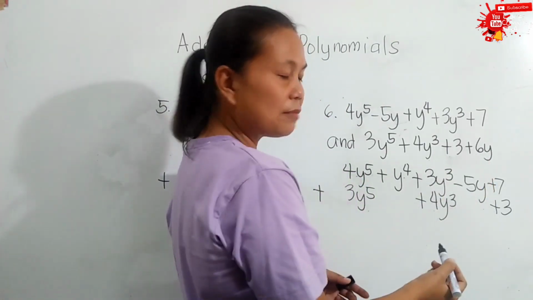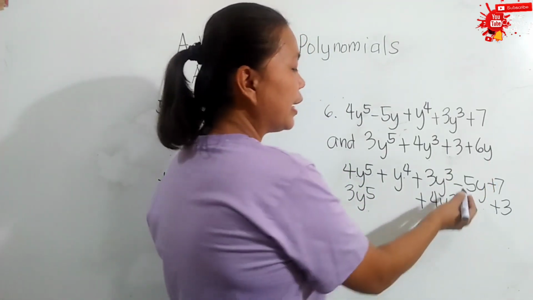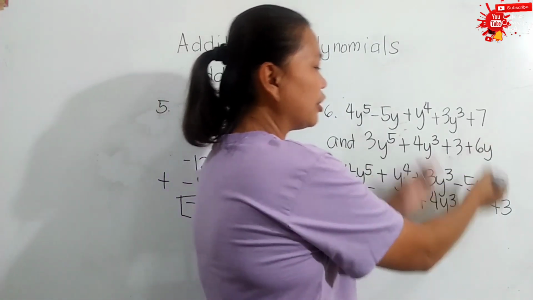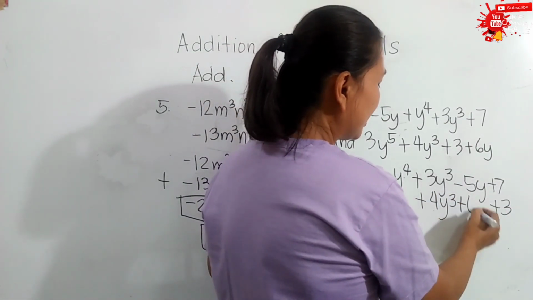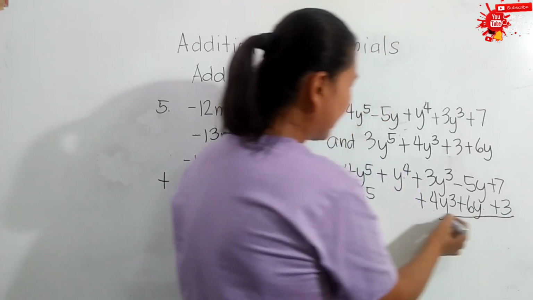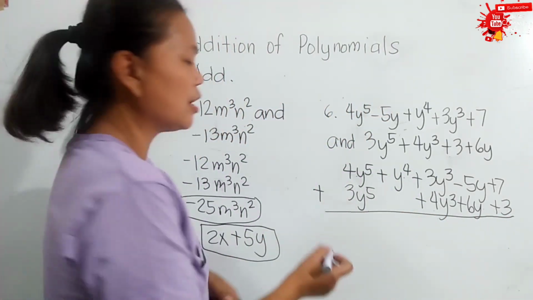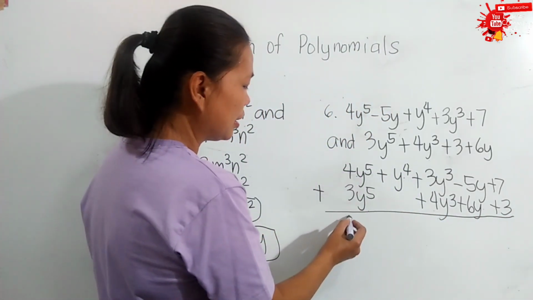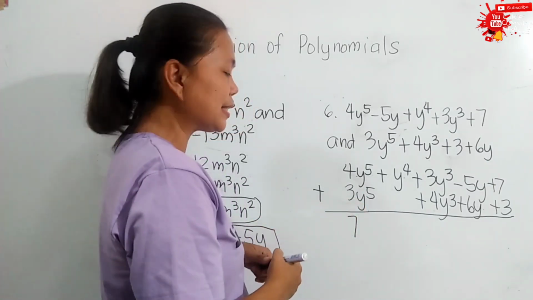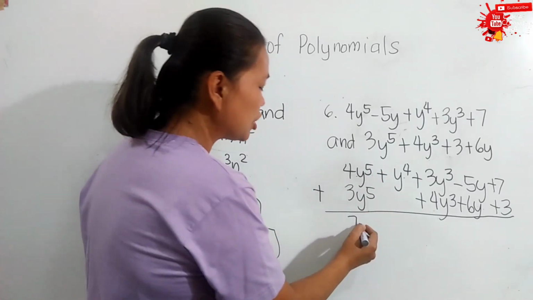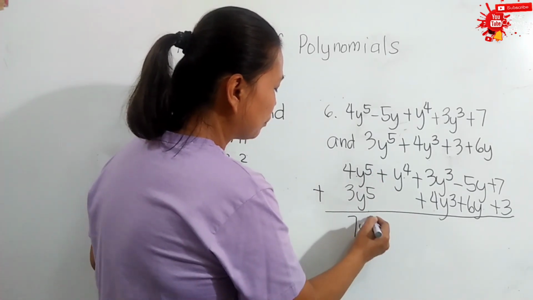Then we have here positive 6y. So it is similar with negative 5y. So we align it vertically with negative 5y. So we have here positive 6y. Now we can add these two polynomials. So we have here 4 plus 3. They have the same sign. So add 4 plus 3 is 7. Then copy the literal coefficient, which is y to the fifth.